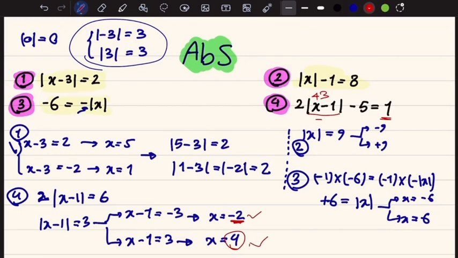Yeah, these were 4 easy and straightforward examples for absolute values. I will have another video for the more advanced equations. Please take a look at the upcoming videos, and soon I will upload another video.